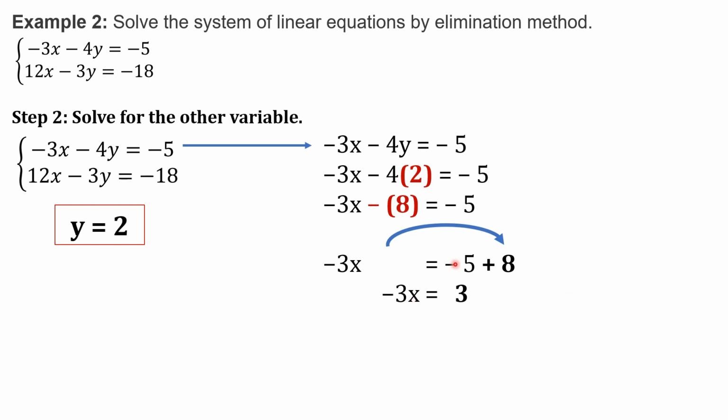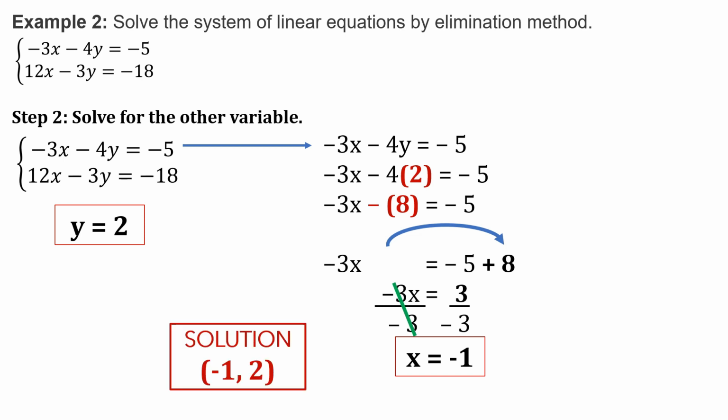Since we are solving for x, then it means we have to eliminate this negative 3. To cancel it, just divide both sides by negative 3. Okay, then cancel. 3 divided by negative 3 will give us negative 1. Therefore, the value for x is negative 1. So the solution for this system of linear equations is negative 1 and 2. Negative 1 for x and positive 2 for y.